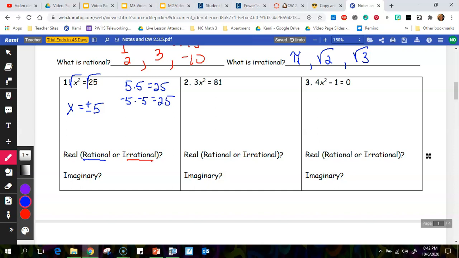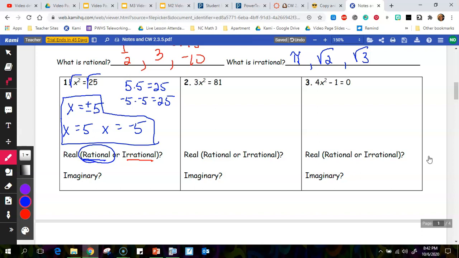This is a real root. Actually, it's 2 roots, so x is 5 or x is negative 5. It's both of those, but we just write it like that top one, it saves room. So this is rational, and it's two roots. We've got two roots that are both rational numbers, 5 and negative 5. Okay, let's look at the next one.